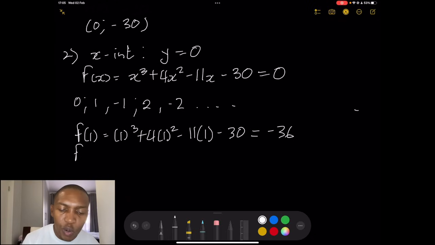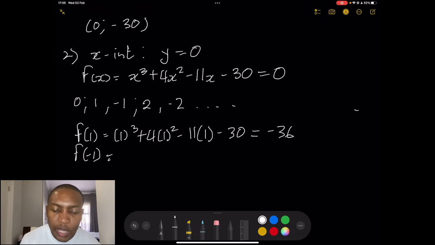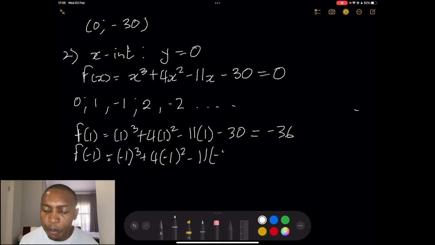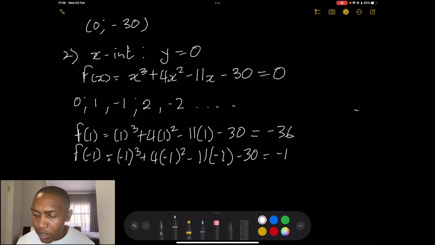So let's try minus 1. You see how tedious this can be. In this case, we're going to say minus 1 cubed plus 4 times minus 1 squared minus 11 times minus 1, minus 30. Let's see again. We've got minus 1, plus 4, plus 11, minus 30. I get minus 16. So again, it means that minus 1 is not a factor.